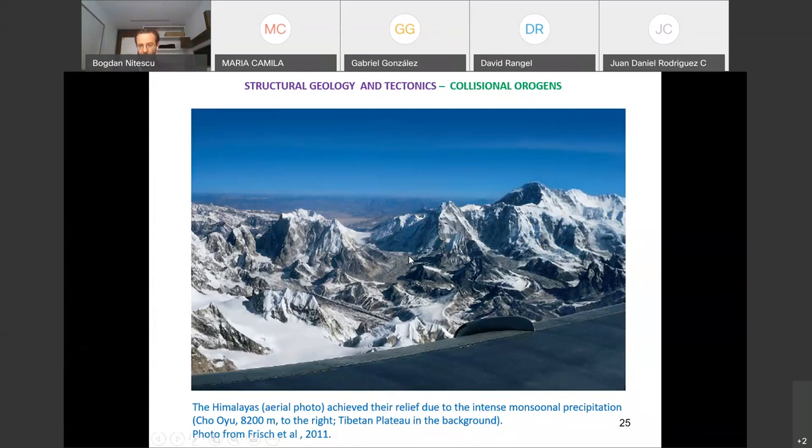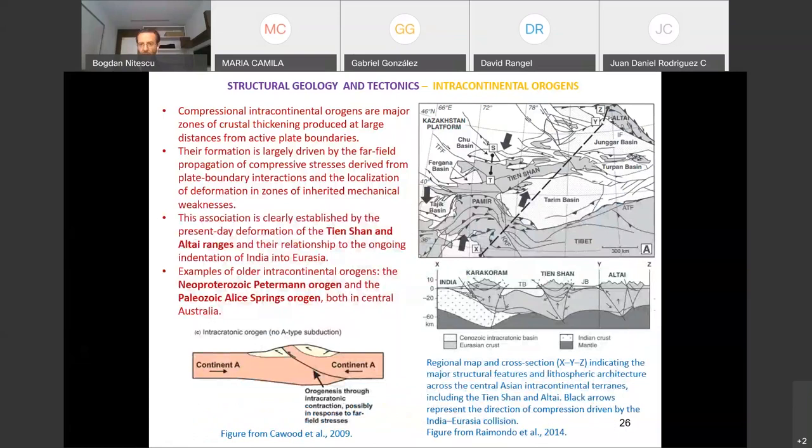So I think that now you have a bit of an idea of this belt. All right, one more thing. In this slide, I want to make you aware of what we call intracontinental orogens. So basically, we are looking at zones of crustal thickening, shortening and crustal thickening inside the plates, not at the margins. So basically, the formation happens inside these rigid lithospheric plates.